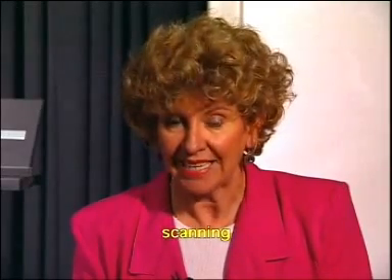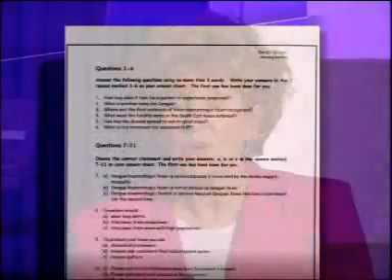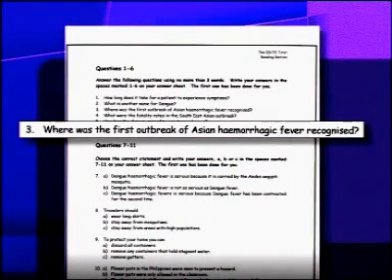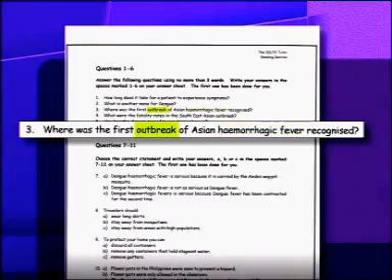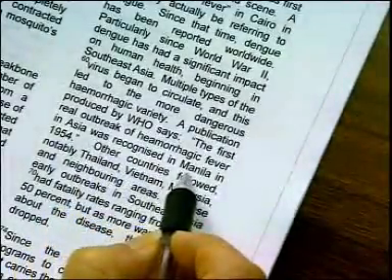Third, scanning is the next step. You'll now be looking for specific information. There are clue words in each question. For example, question 3 in the sample test in your notes asks the question, "Where was the first outbreak of Asian hemorrhagic fever recognised?" So the clue words are where, a place, hemorrhagic fever, and outbreak. The clue words can be found around line 65. The answer is Manila.